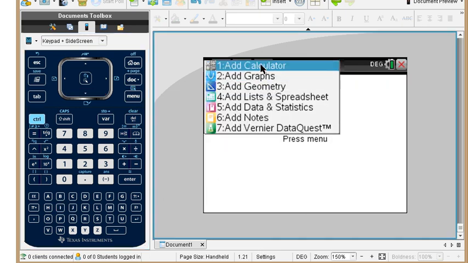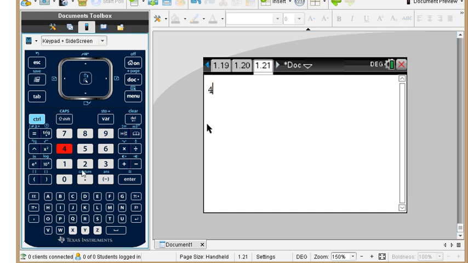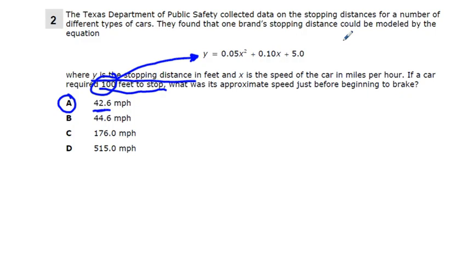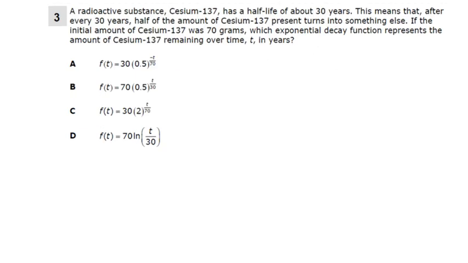So if we put in 42.6, we can go to Control V, and then we can just type in the equation. We put 0.05x squared plus 0.1x plus 5, I believe it is, and we get 99.998. So on this problem, A is definitely our correct answer.